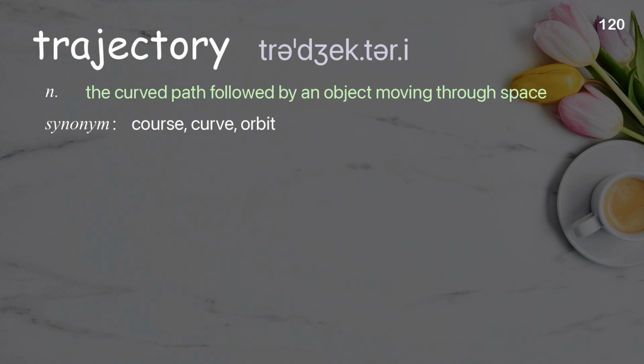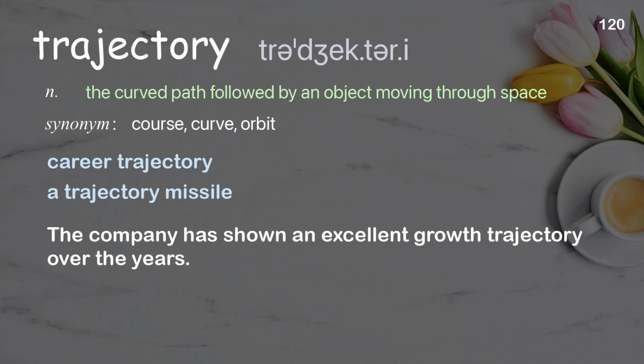Trajectory. The curved path followed by an object moving through space. Examples: career trajectory. A trajectory missile. The company has shown an excellent growth trajectory over the years.